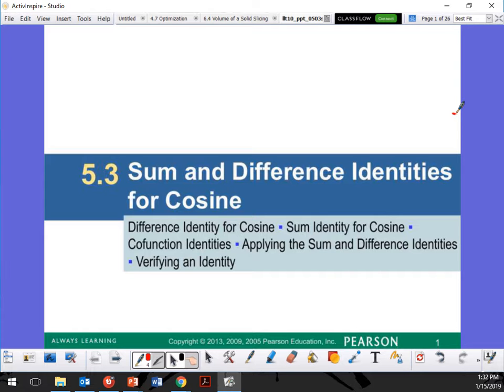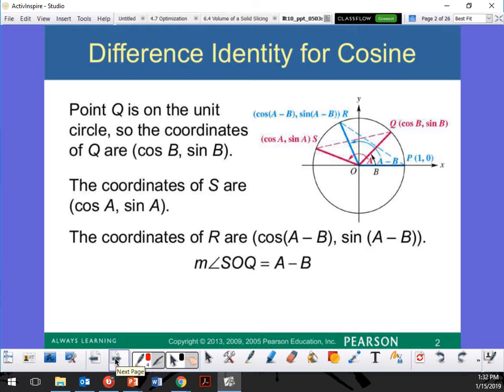You guys, shh, please. Now, on this problem right here, sum and difference identities, we're going to go through, it's actually not that bad. For adding or subtracting, sum is addition, difference is subtraction. So we're basically going to be adding together two different angles.